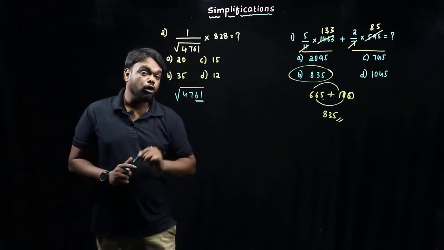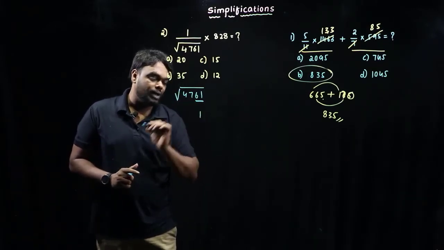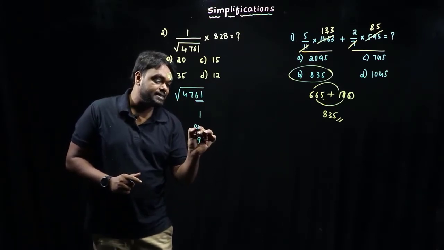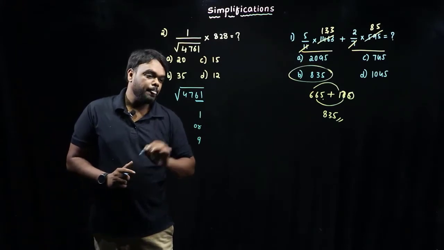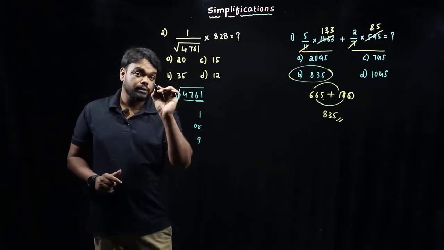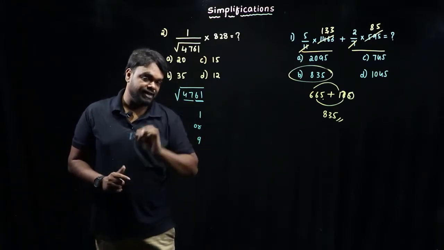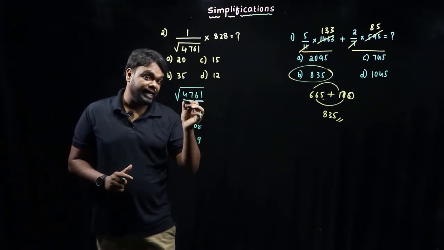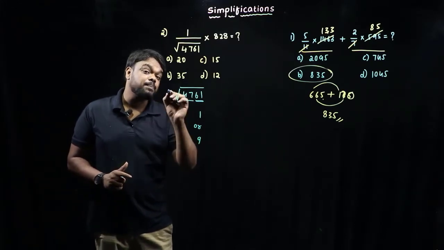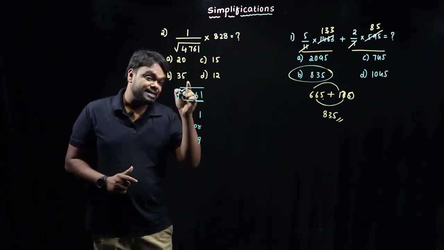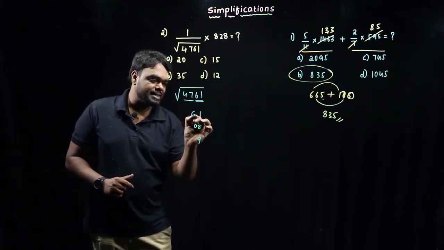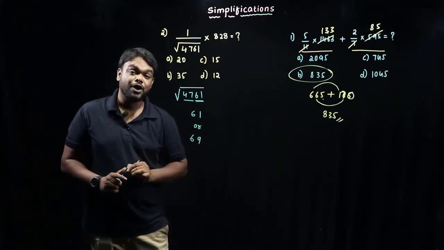We have 1. How do we get 1? We'll get 1 from 1 square, or 9 square 81. So the unit digit of the answer is 1 or 9. Now, coming to the first two digits, 47. Find out the nearest perfect square to 47. 6 square 36, 7 square 49. 7 square 49 goes beyond 47, you cannot consider it. The nearest perfect square to 47 which is less than 47 is 36. 36 comes from 6. So our answer must be either 61 or 69.